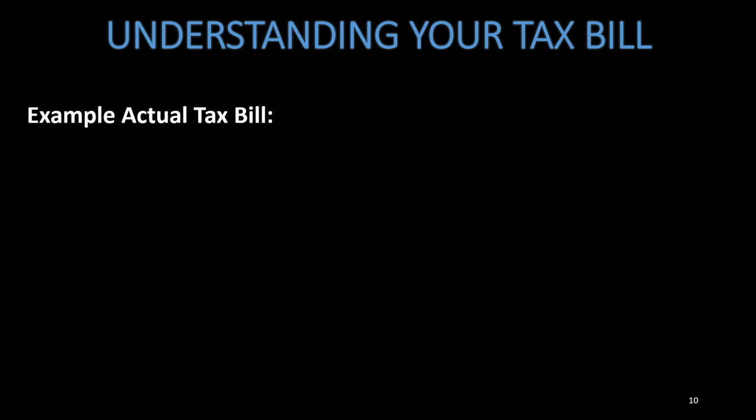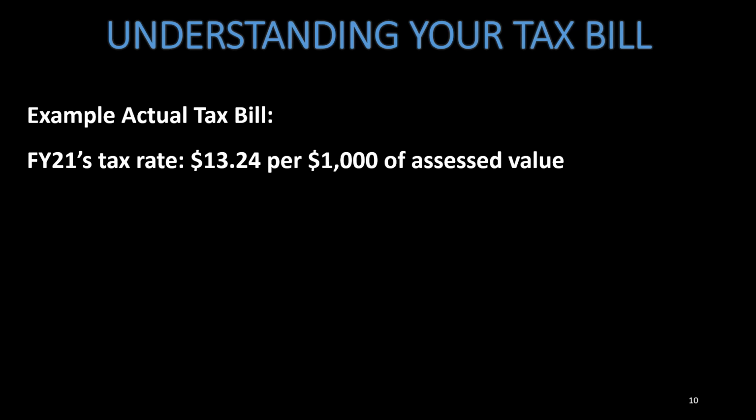For your actual tax bill that comes out in January, it would use the current fiscal year's tax rate approved in the fall by the Department of Revenue and what your new assessed value is. In fiscal year 21, the tax rate is $13.24 per thousand of assessed value.